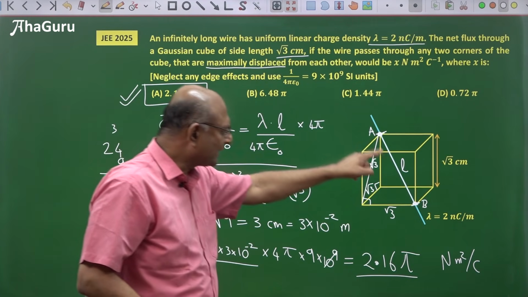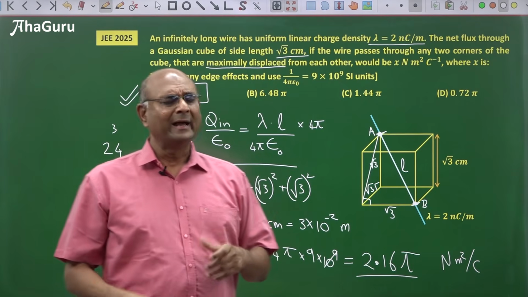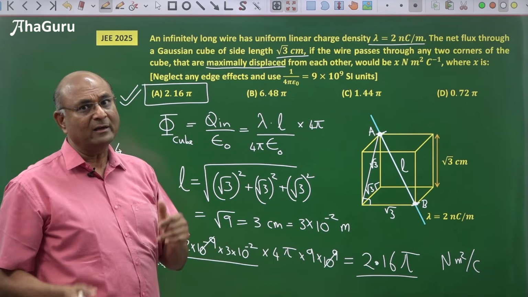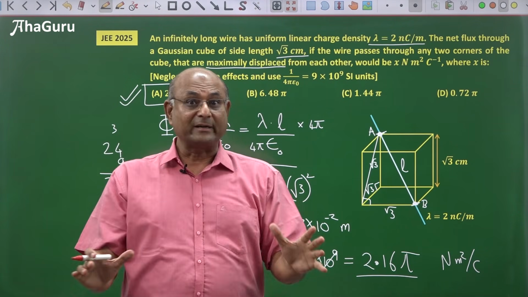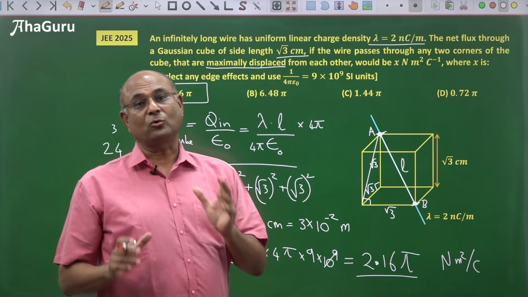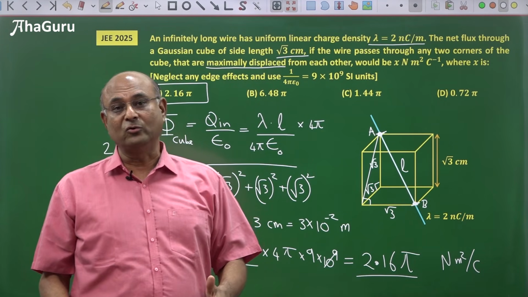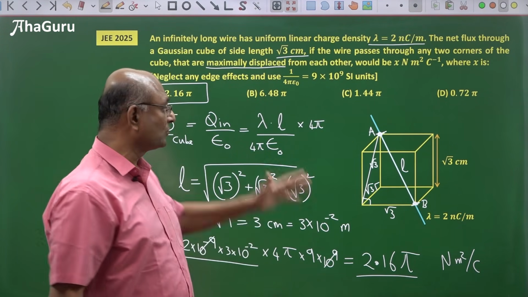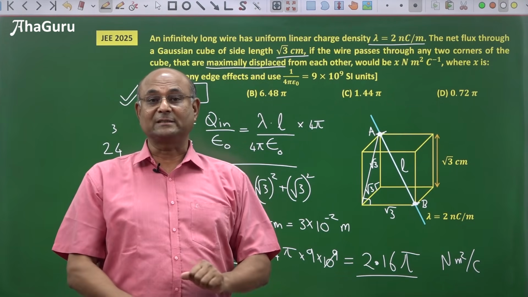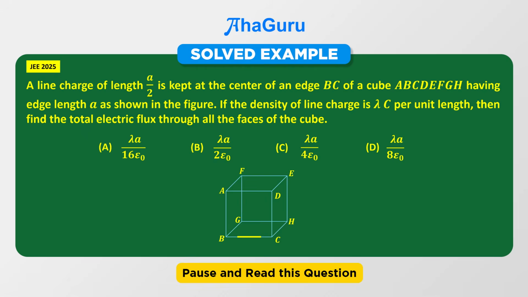No. All you have to do was to calculate this length, and lambda times this length will tell you the charge inside, and charge inside by epsilon naught will give you the flux through the cube. So that's it. Once you know Gauss law, you just focus on finding the total charge inside. You can ignore the charges outside, and that will then tell you how to get the flux through the cube. You can see Gauss law questions turn out to be extremely simple. Let us look at one more.